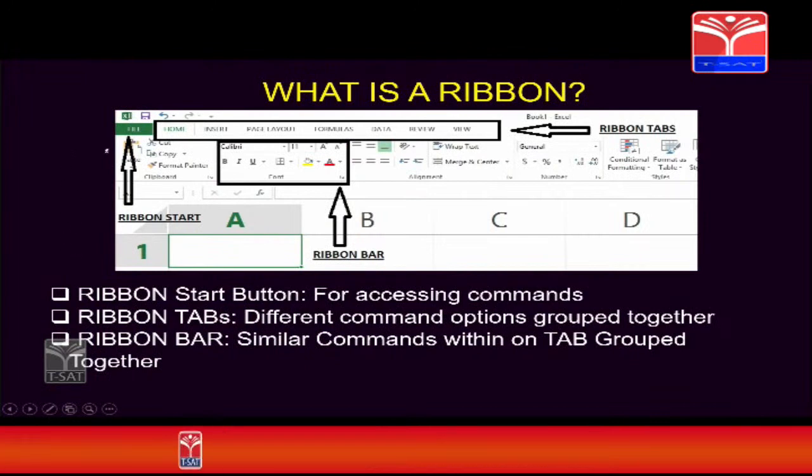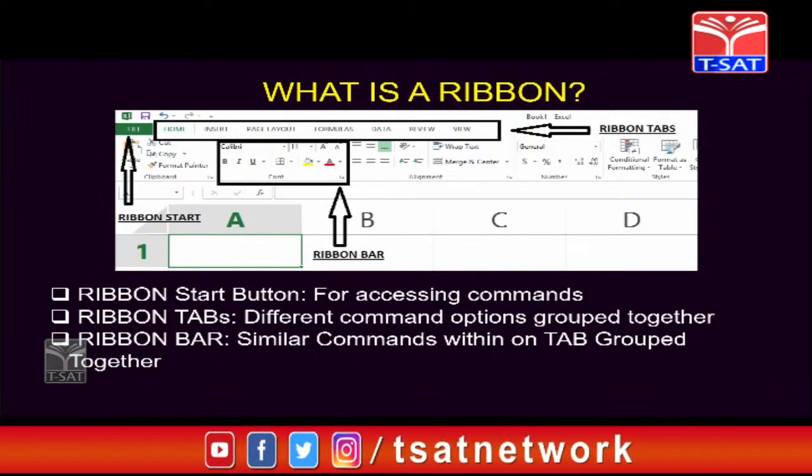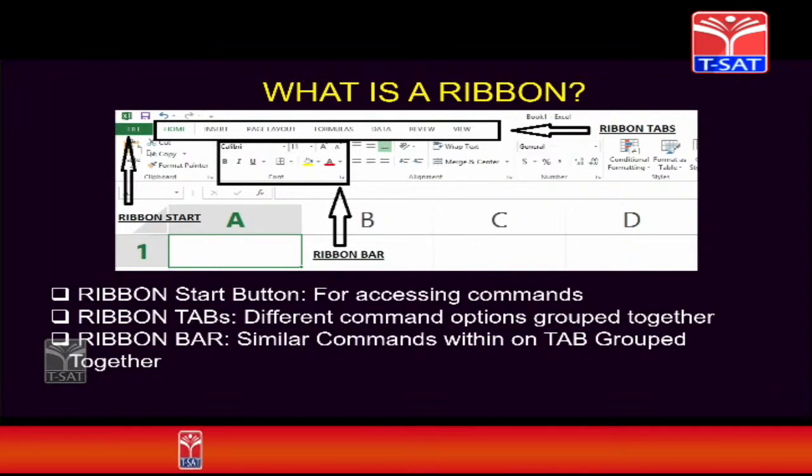So, the next topic that we will be talking about is what is a ribbon in Excel. A ribbon has three options, as you can see on your screen. First is known as the ribbon start button. The ribbon start button, as you can see on your screen, is actually your file tab. To customize the ribbon tab, we are supposed to click on the file option, which we will see a little later.